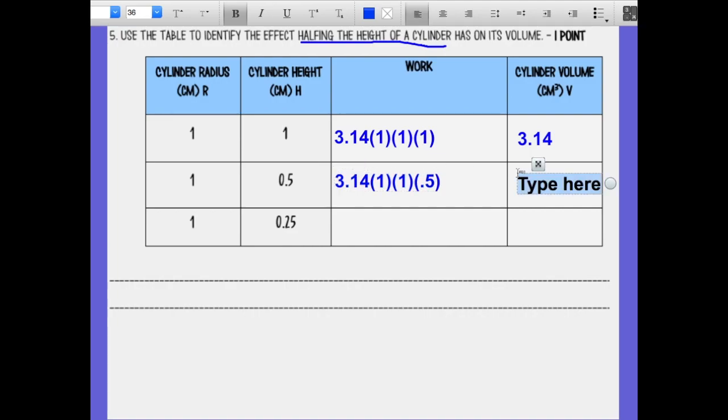So when you do that, you're going to get 1.57. And then over here, same idea, radius is still 1, so make sure you show work here in this work column. Height here is 0.25. So when you do that on your calculator, you're going to get 0.785.